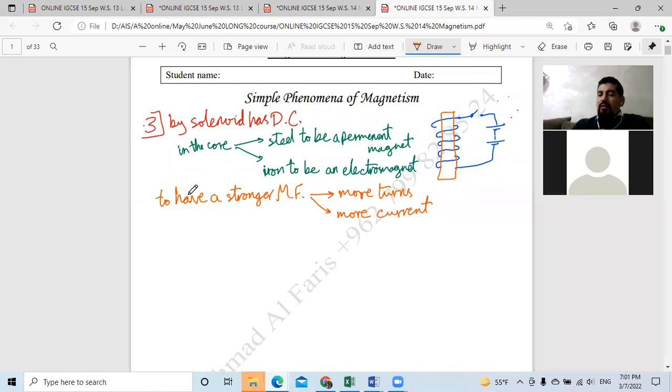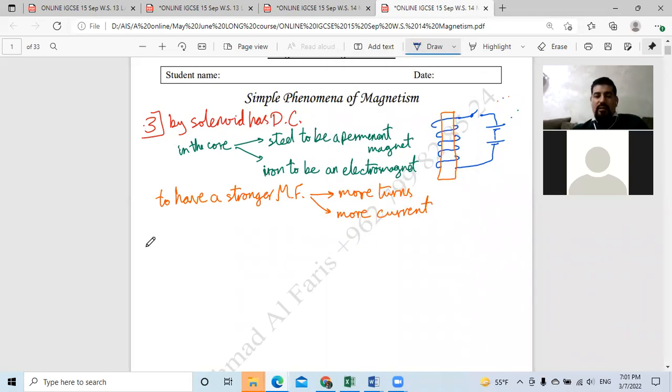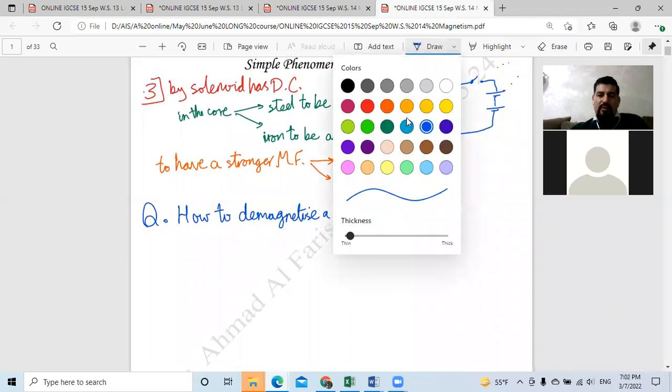These are the three different ways to make a magnet. The opposite question: how can we demagnetize a magnet? Who can tell me how to demagnetize a magnet? On the chat, how can we demagnetize a magnet? We have three different methods.